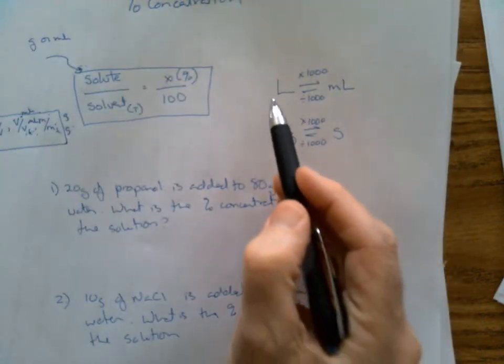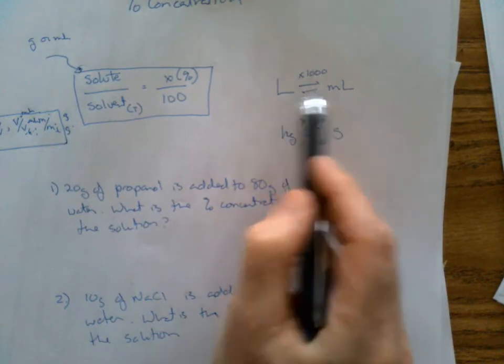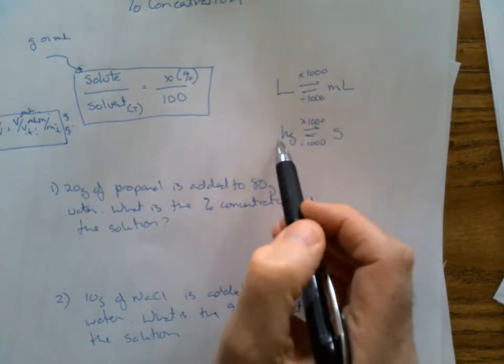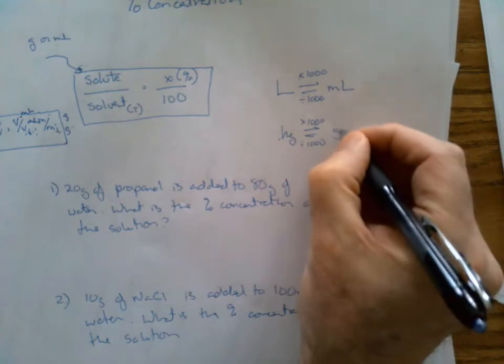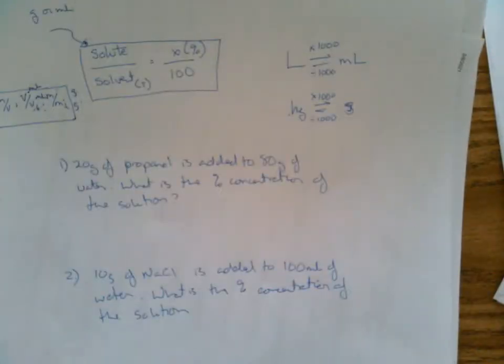Remember, units are important. So if they give you something in liters, you've got to convert it to milliliters. If they give you something in kilograms, you've got to convert it to grams. Let's try a few questions here.